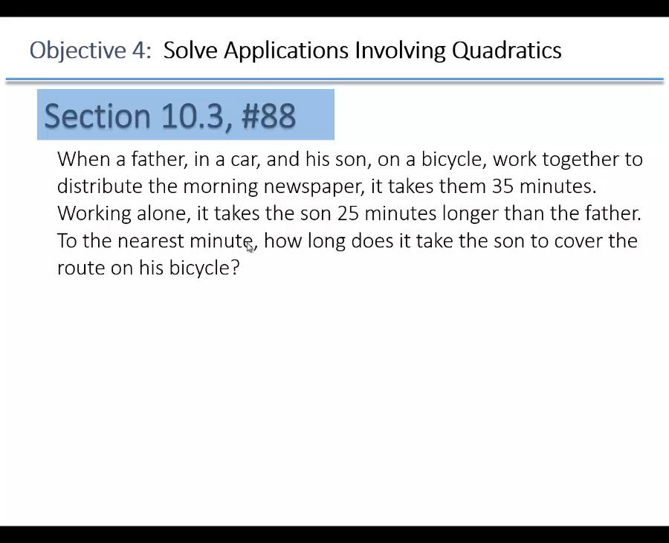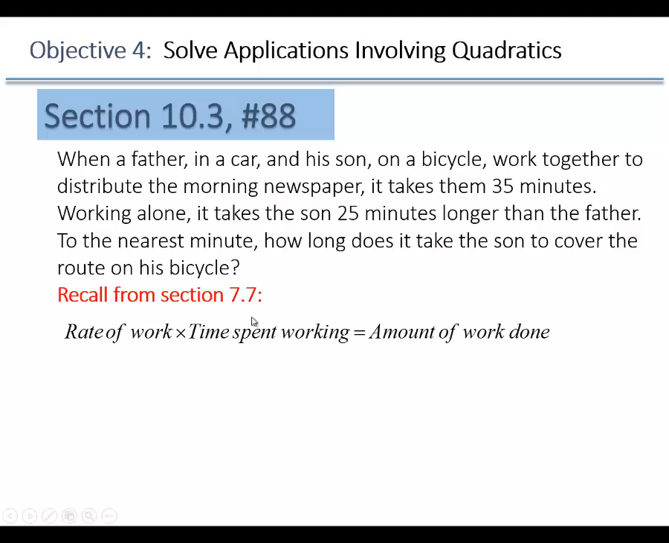So the question is, how long would it take the son to do the route on his bicycle if he worked alone? We know that together they can do it in 35 minutes, but we don't know how long it would take either one of them to do it alone. Well, if you go back in section 7.7, we did a bunch of problems like this, so if the general format doesn't look familiar, go back and review that.